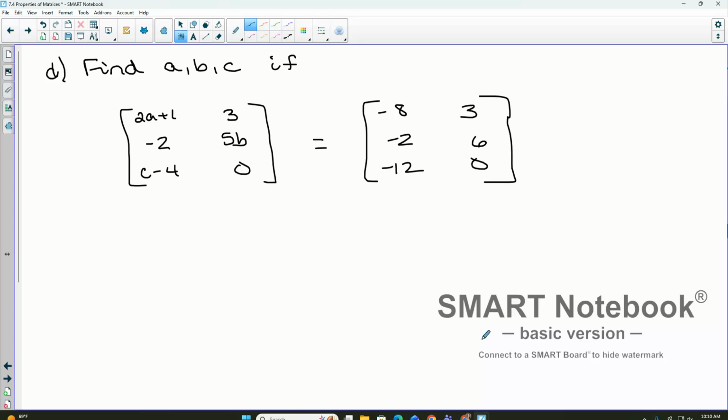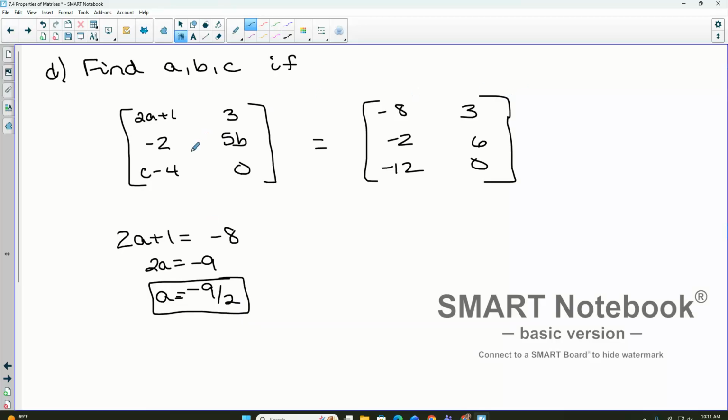So this time I'm not asking you to find a whole matrix. I'm just asking you to find some variables. I've told you these two matrices are equal. If they're equal, all the corresponding parts have to be the same. So the first thing I see is 2a plus 1. What does 2a plus 1 have to equal? So that means a has to be negative 9 halves.